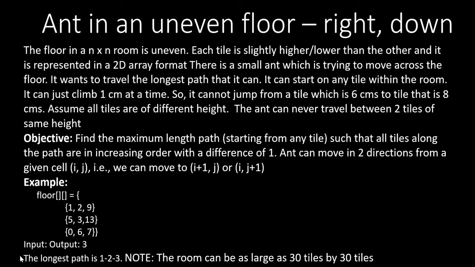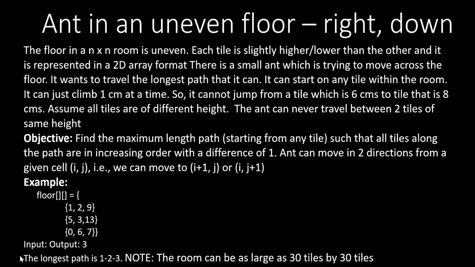The floor in an n by n room is uneven. Each tile is slightly higher or lower than the other, and it is represented in a 2D array format. There is a small ant which is trying to move across the floor. It wants to travel the longest path that it can. It can start on any tile within the room. It can only climb 1 centimeter at a time. So it cannot jump from a tile which is 6 centimeters to a tile that is 8 centimeters. Assume all tiles are of different height.